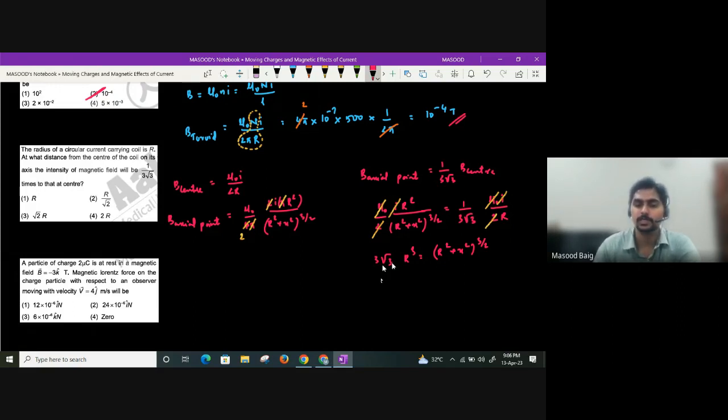Is it 20 root 27 or not? 3 power 3 by 2, can I write? So what is this? This is 3 power 3 by 2 into r cube. I want to remove the square root, so on both sides I'll multiply by 2 by 3.